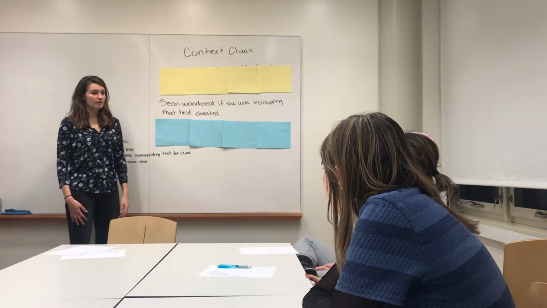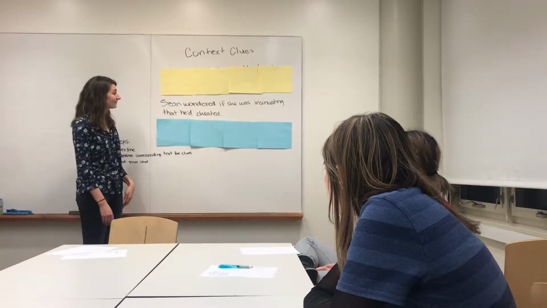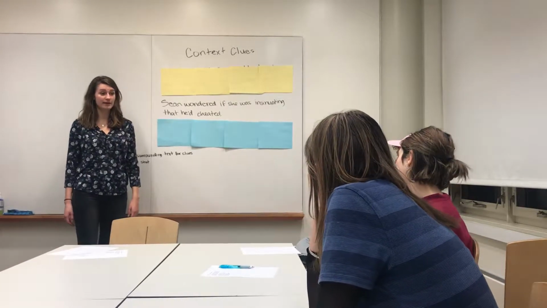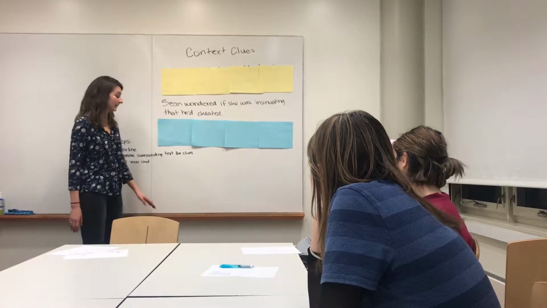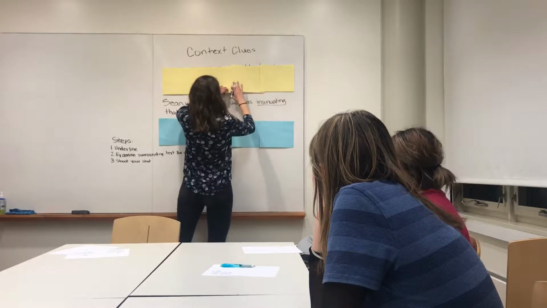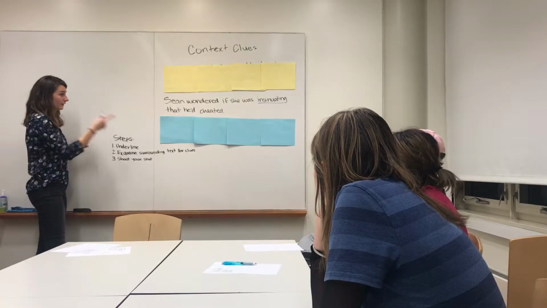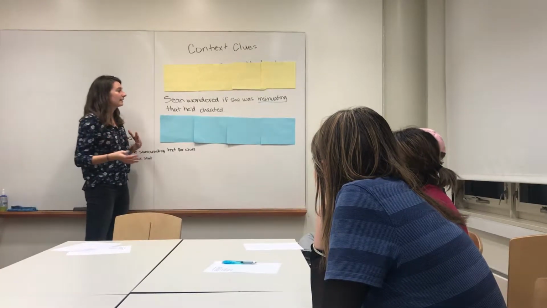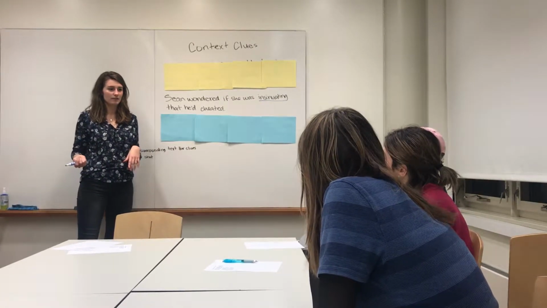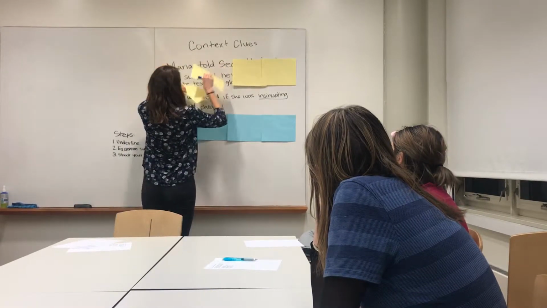Does somebody want to read this sentence for me? Gracie? Sean wondered if she was insinuating that he cheated. Okay. So it sounds like insinuating is a little bit unfamiliar, right? So we're going to underline that one because that is the first step of using context clues. We underline the word that we don't know. Do we have anything else in the sentence that helps us know what insinuating means? Not a whole lot, right? So we're going to add some context and see if it helps.